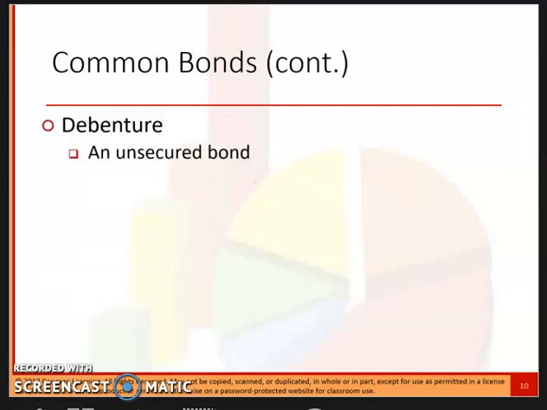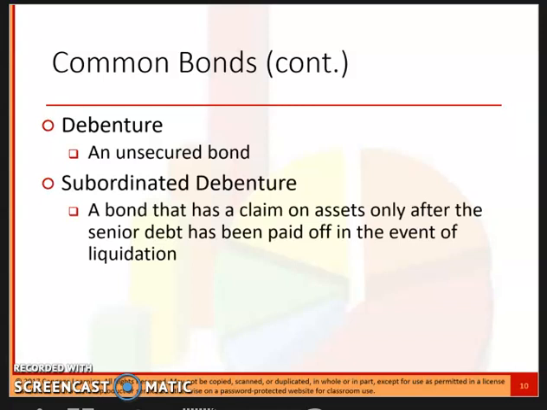A debenture is an unsecured bond. A subordinated debenture is a bond that has a claim on assets that is below the senior debt. So the senior debt holders get paid first. That's in the event of a liquidation, but it's also on an annual basis. The corporation is required to make payments to the senior debt holders before they pay the subordinated debt holders.